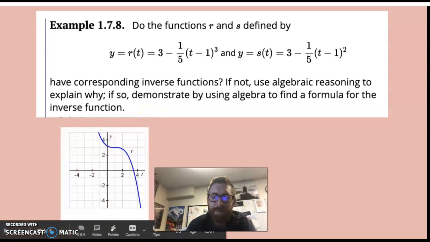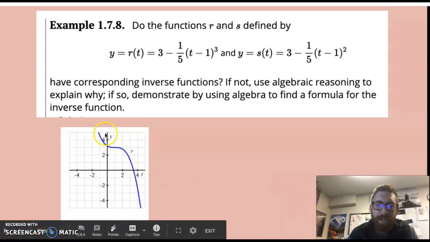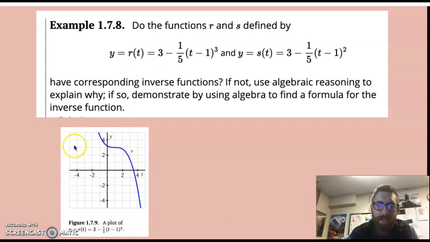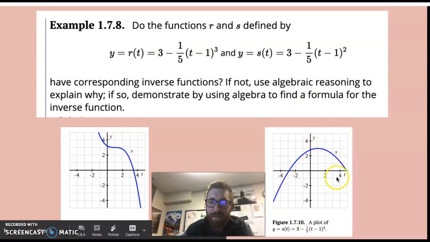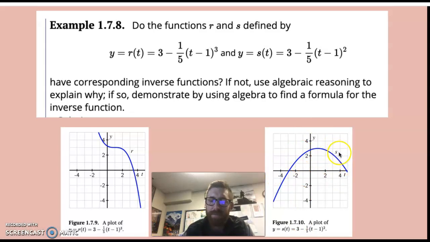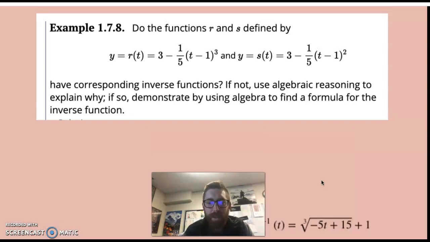Real quick, here's the graph of the first one. When I look at this, I can see that it passes the vertical line test, so r of t is going to be a function. And it also passes the horizontal line test, so r inverse of t is also going to be a function. So I have a hunch that this one is going to have an inverse. And then if I look at s of t, I have a hunch that this one is not going to work because, again, it passes the vertical line test, but it does not pass the horizontal line test. So I'm going to say that s negative 1 of t, or s inverse of t, is probably not a function. Let's check it out.